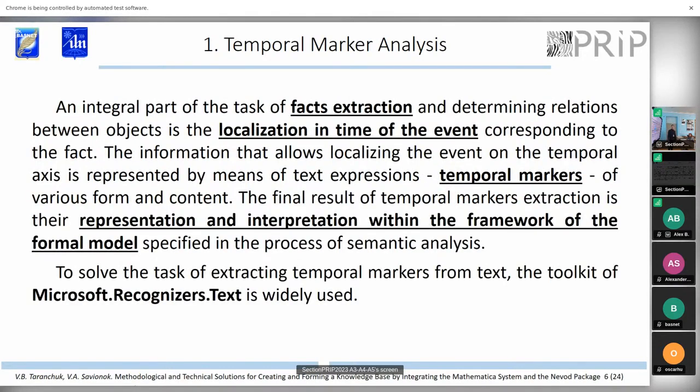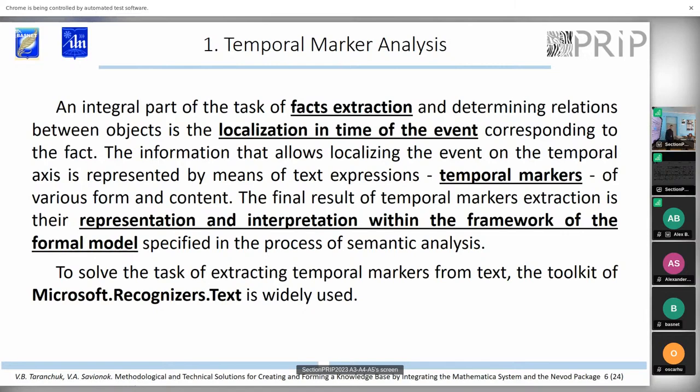And fact extraction, well, you know what it is. But extracting the fact from the data is not everything we want. We also want to somehow understand the context of the events. So basically, each fact is placed on the temporal axis, right? Be it present, future, or the past. So basically, localization in time of the event is crucial for information analysis.